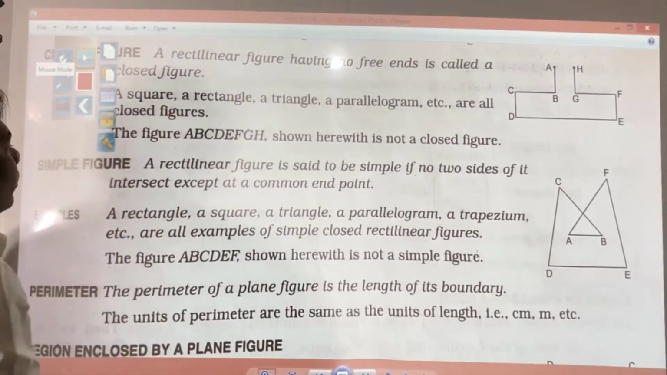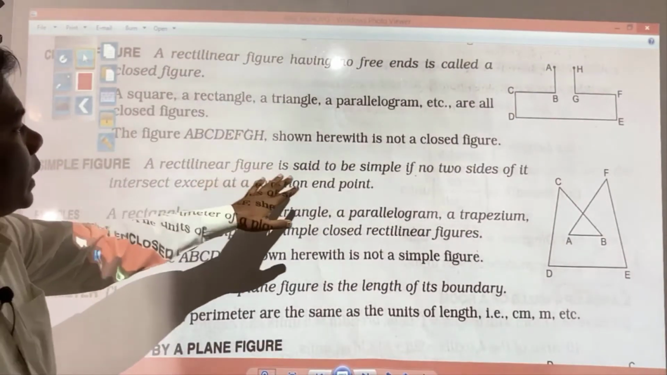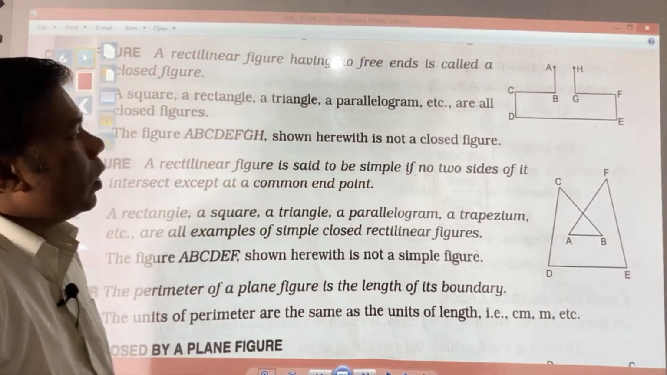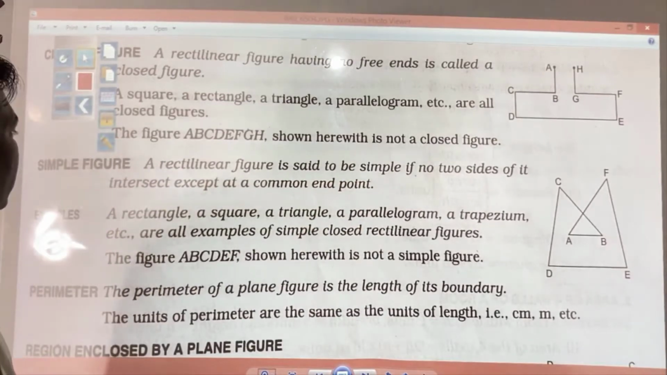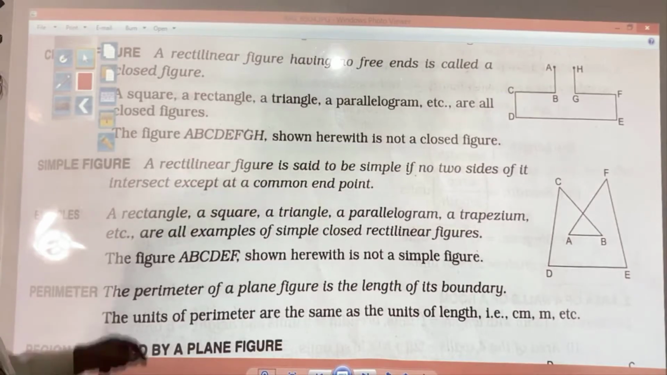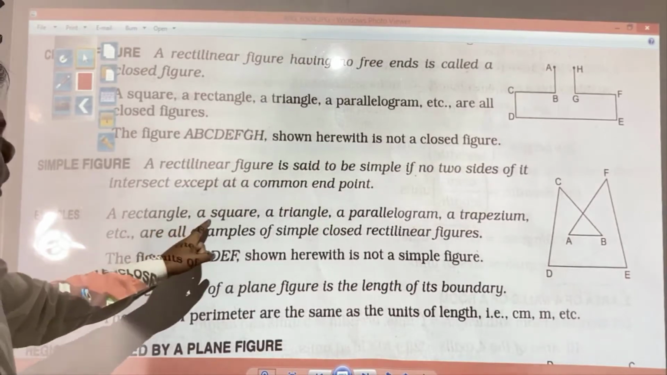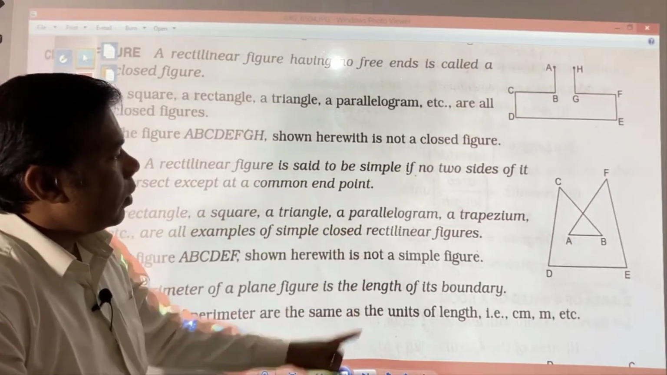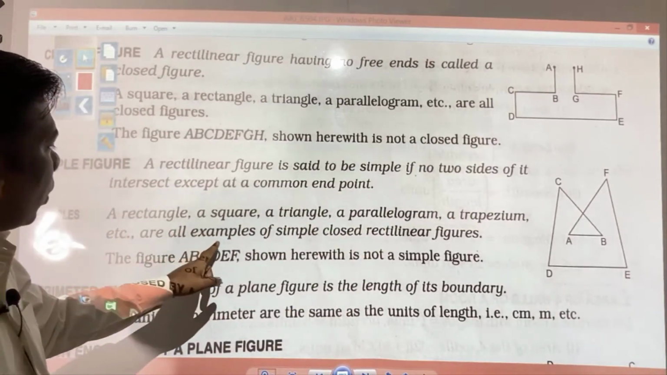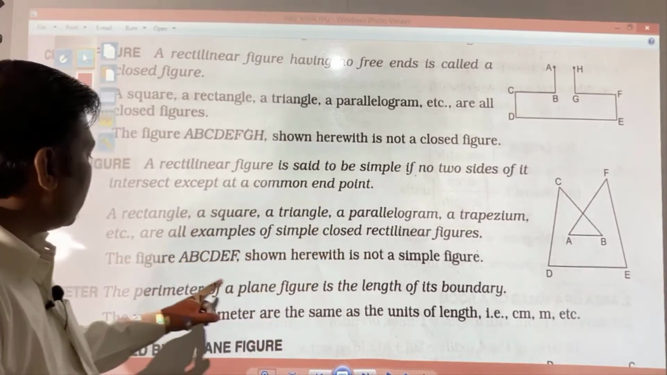Then we have the simple figure. A rectilinear figure is said to be simple if no two sides of it intersect except at a common end point. Examples have been given: a rectangle, a square, a triangle, a parallelogram, a trapezium, etc. are all examples of simple closed rectilinear figures.